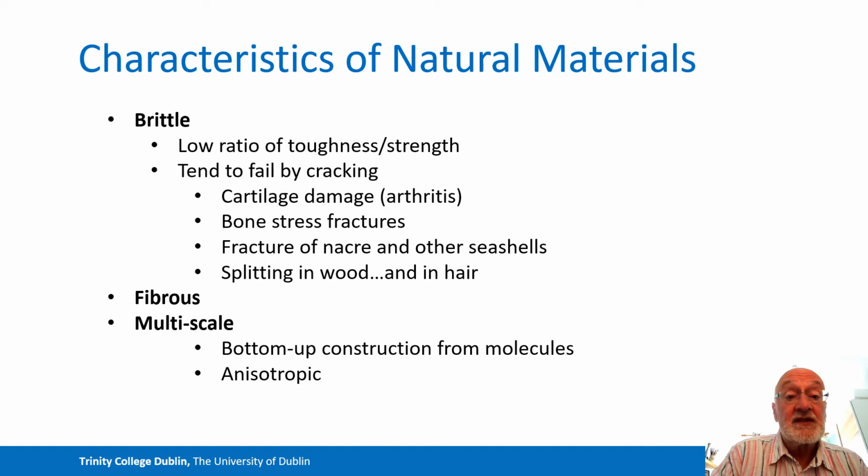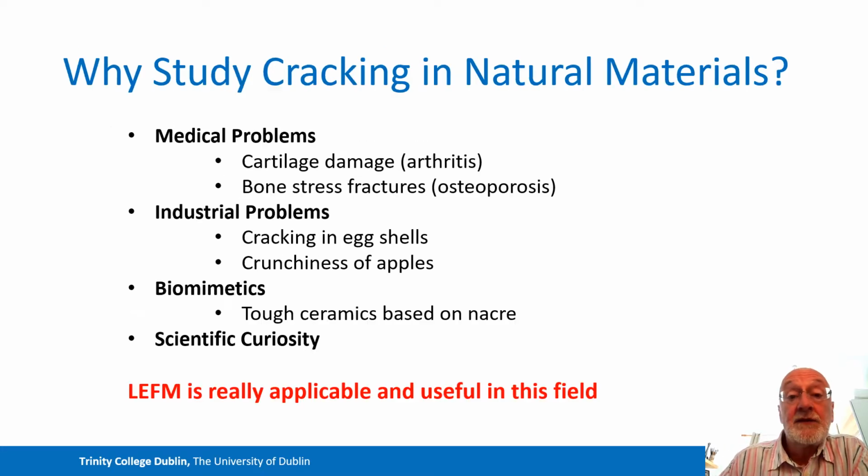Another almost universal characteristic of natural materials is that they're fibrous in nature and that they are multi-scale in their microstructure, and both of these things arise because of the bottom-up construction, where nature starts literally with molecules, which are usually long, thin polymer type molecules, and nature builds up larger structures from these, and so that fibrous nature, high aspect ratio comes in all the way through, and it generally leads to a high degree of anisotropy, as we shall see soon. So why should we study cracking?